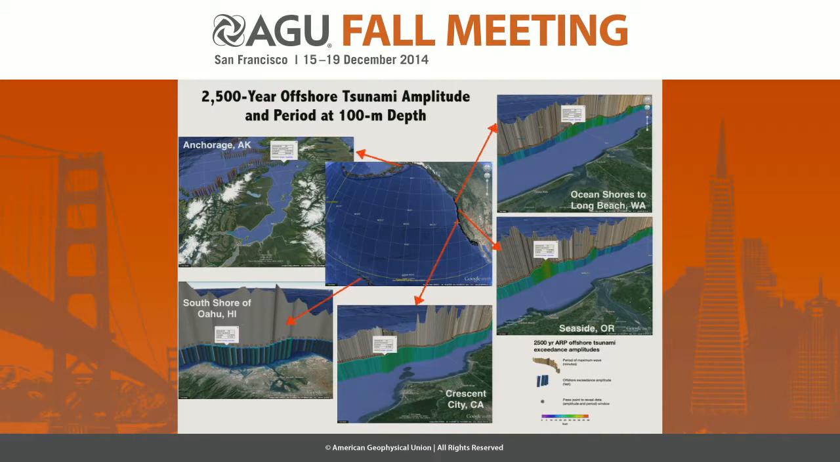And for those color bars, on top of it, there is a circle that you can click on, and then it will pop up a window containing a table where you can get the information: longitude, latitude, tsunami amplitude, and also wave period.